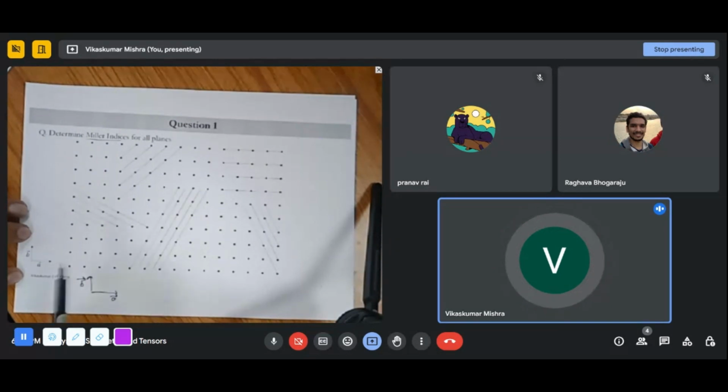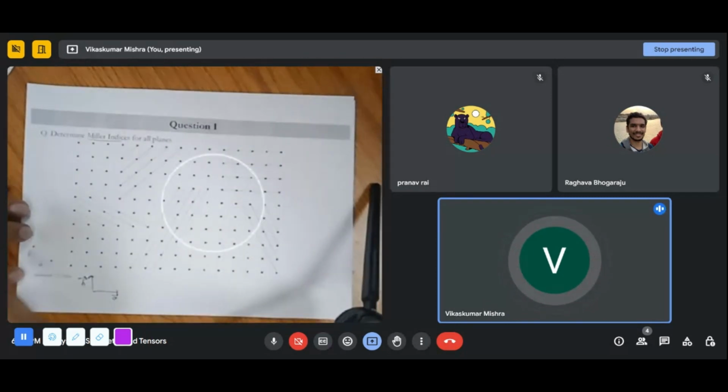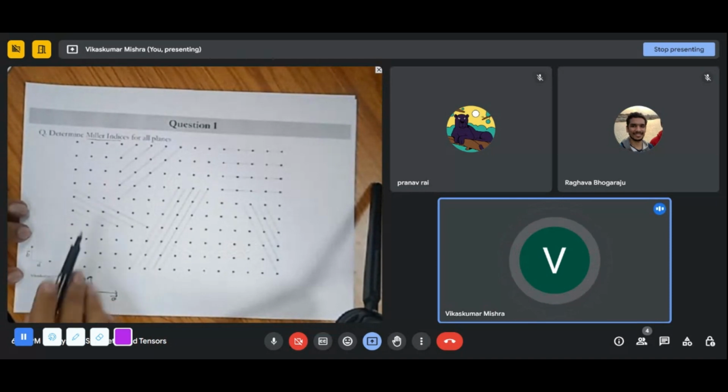We can see that this is nothing but a square lattice. We can select one particular unit cell, and once we start translating it, the entire lattice will be covered. We need to find the Miller indices for these particular planes. Let's go with plane A.